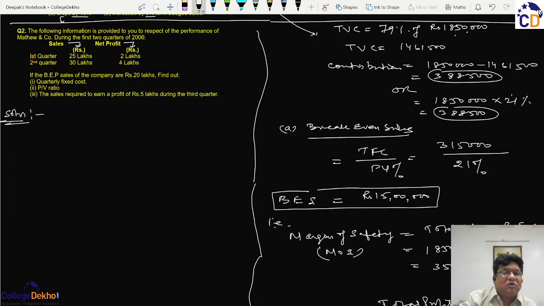And if we just observe the first quarter, out of a total sales of 25 lakh, there is a resultant profit of 2 lakhs. It itself denotes that the company's total sales of 25 lakhs is including the margin of safety.